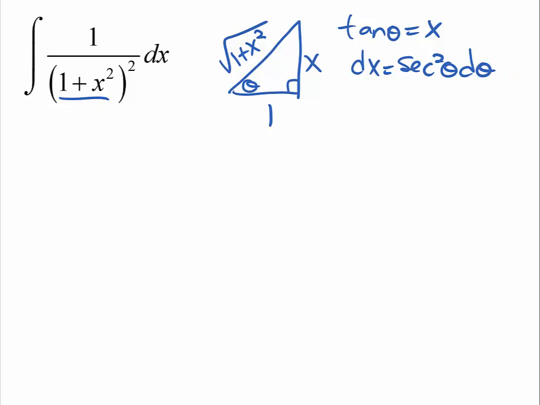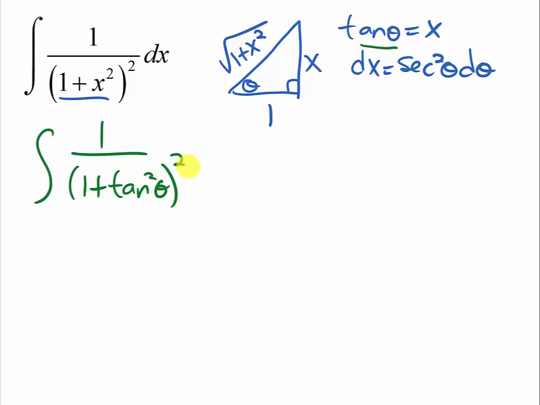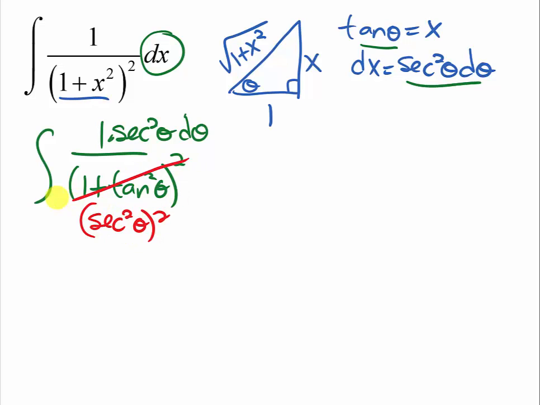Okay, I have everything set up now to do the substitution and get this in terms of theta. So I need to take the 1 plus x squared part and replace it with tangent squared theta, and then it has a squared on that, and then I need to replace the dx with secant squared theta d theta. Okay, so there's my substitution. Well, 1 plus tangent squared is secant squared theta, and then that's squared. And so one of the secant squareds in the bottom will cancel with the one on the top, so it's going to leave me 1 over secant squared theta d theta.